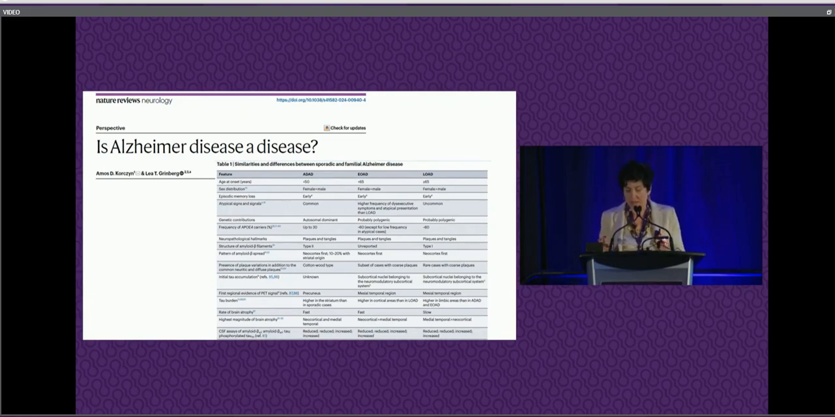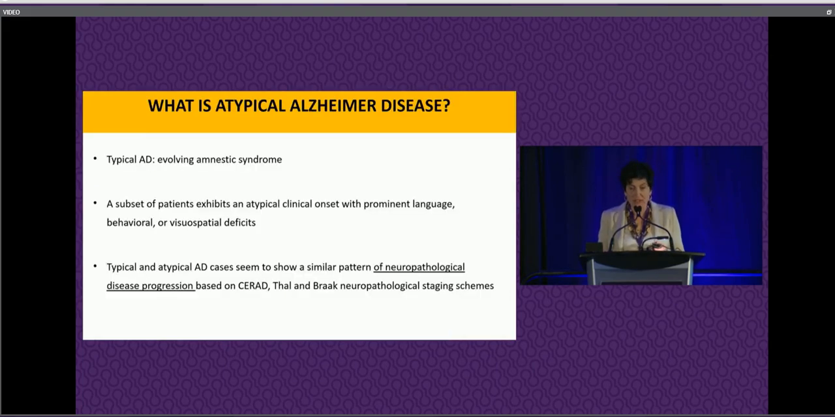So these are some of the hypotheses we are trying to work with in the lab. And for this, the idea of atypicality in Alzheimer's disease comes very handy. Atypicality in the sense that most of the cases with this Alzheimer's disease pathology will have an evolving amnestic syndrome from the beginning. But there are some cases, when we look at the microscope, they are the same plaques, the same tangles, they look really alike, but they express with different clinical syndromes like language, logopenic variant PPA, or behavior, visual, spatial, and so forth.